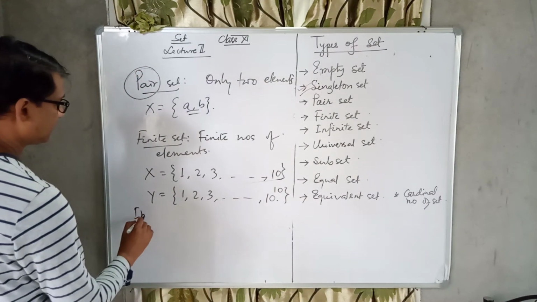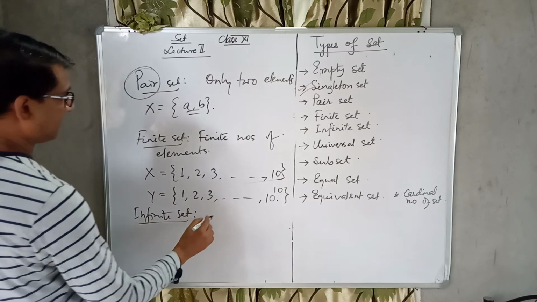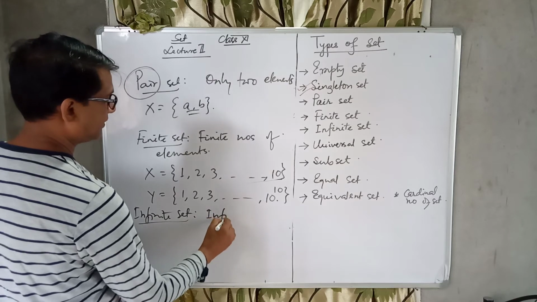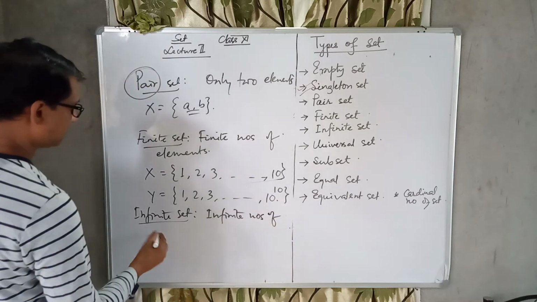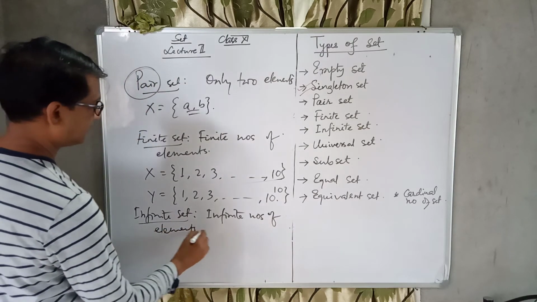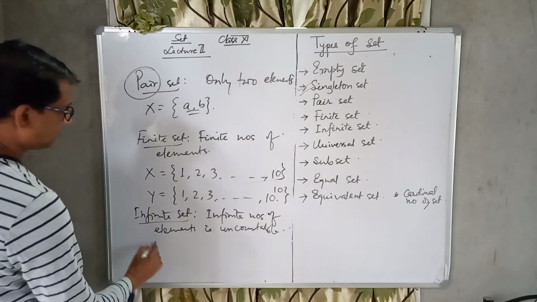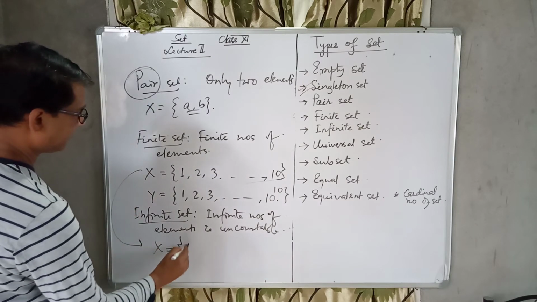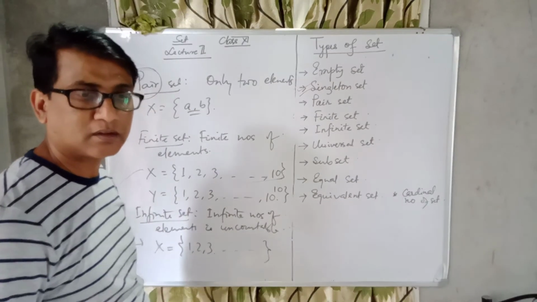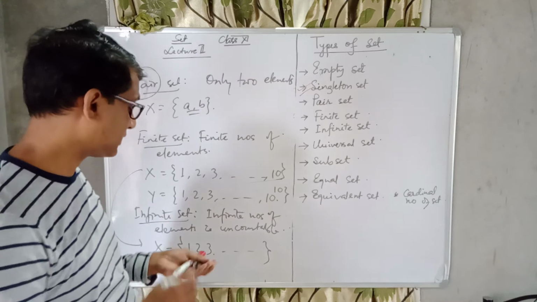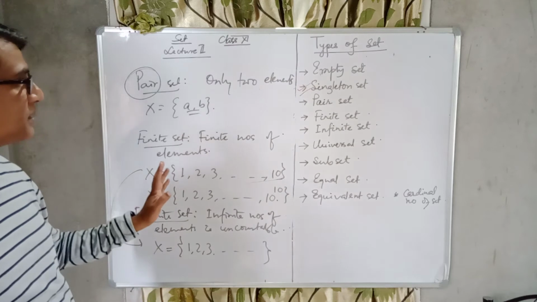And the infinite set has an infinite number of elements, that is, uncountable elements. In the same way, if you take the example 1, 2, 3, dot dot dot, there is no end. Those are uncountable elements, and that set is called an infinite set. So this is the difference between finite and infinite sets.